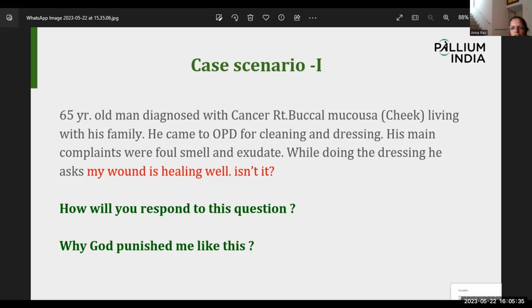But we can ask him, okay, how was it 1 month before, how it developed, whether it was increasing like that. Then we can tell him that we want to prevent further problems like bleeding or more exudates. And how to prevent complications, we can advise. So that way it can be helpful, I think.